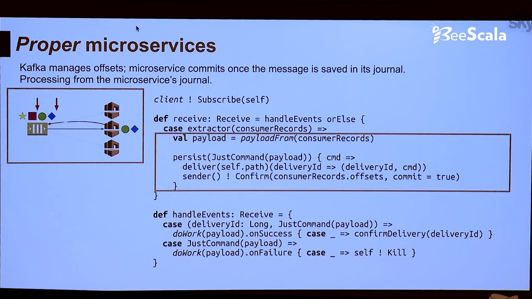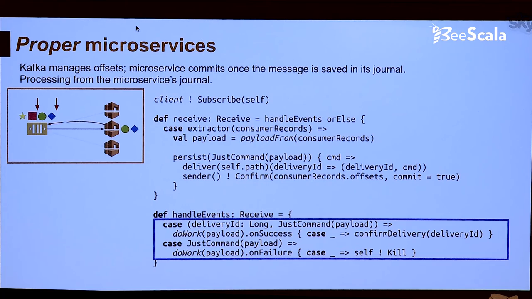But what you can do is to persist this payload, the command really, in the microservice's journal. And once you have persisted it, you can then confirm to Kafka and say, look, I have it. I have consumed the message. I have written to my journal. I will process it. And then these events that will be handled, they're handled either from the journal, or in this particular case, we're using the local Akka at-least-once delivery. And again, we'll practice that in code.